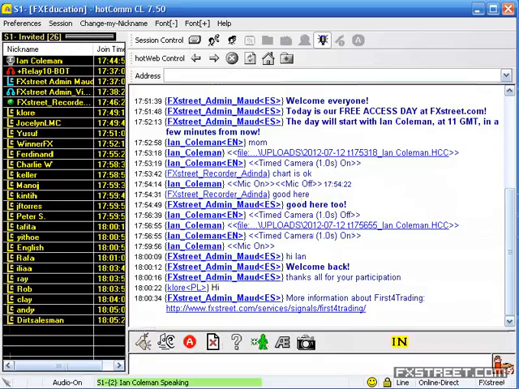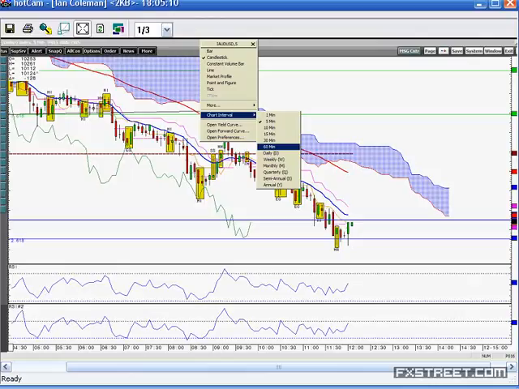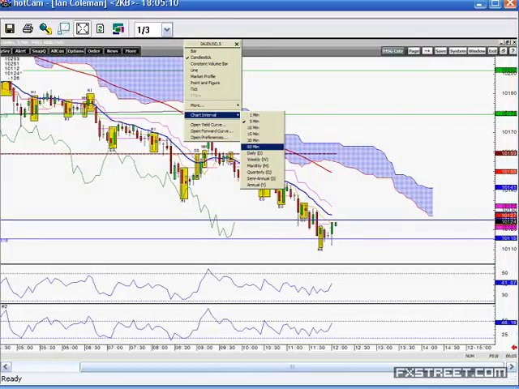So it will move down very much like a spike on a normal candlestick chart. It will move down, it will reject lows, and then quickly move back up.